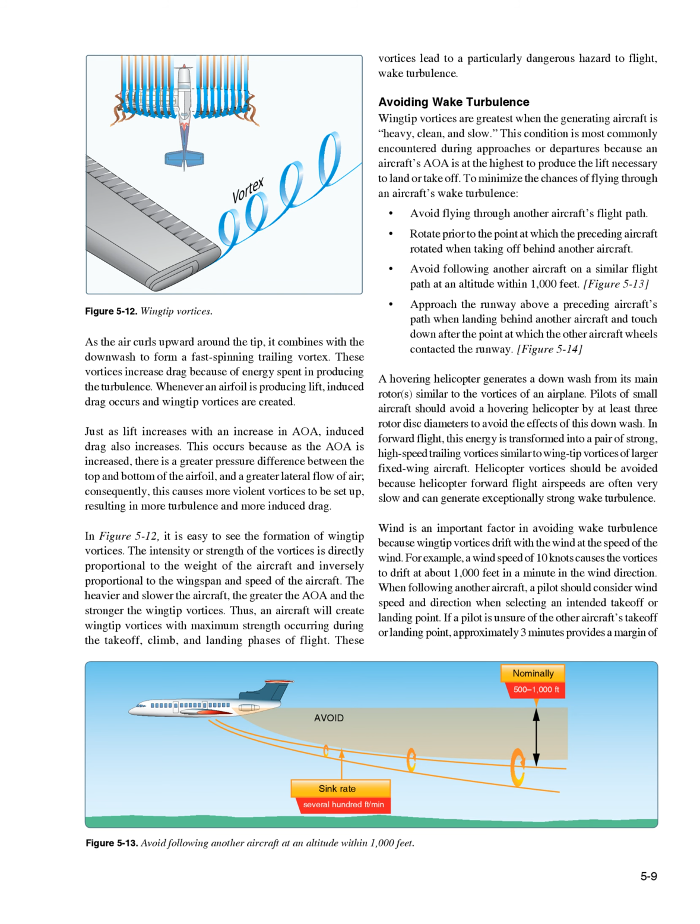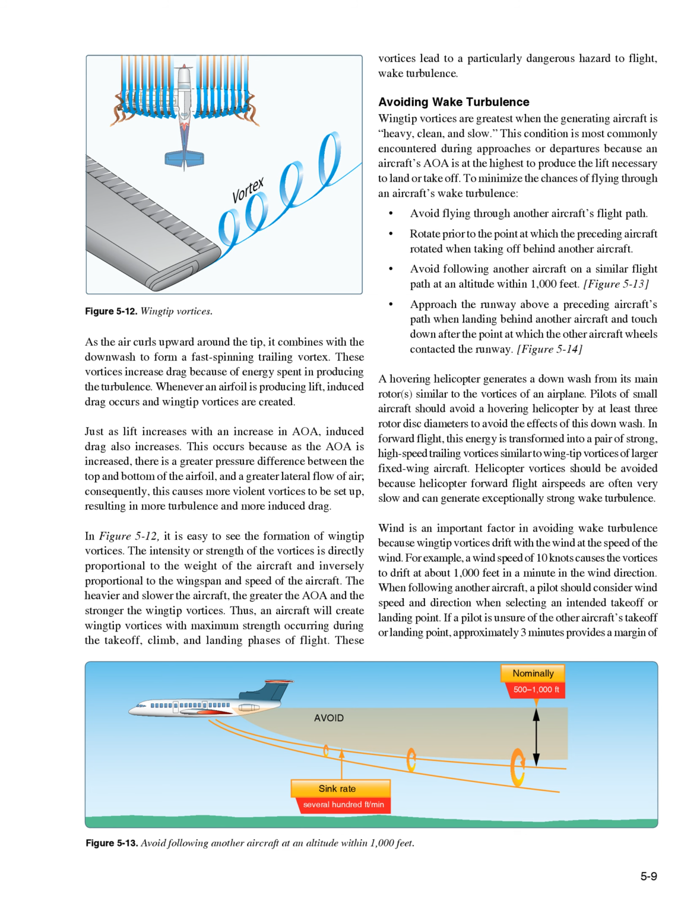Figure 5-13. Approach the runway above a preceding aircraft's path when landing behind another aircraft and touch down after the point at which the other aircraft's wheels contacted the runway. Figure 5-14. A hovering helicopter generates a downwash from its main rotors similar to the vortices of an airplane. Pilots of small aircraft should avoid a hovering helicopter by at least 3 rotor disc diameters to avoid the effects of this downwash. In forward flight, this energy is transformed into a pair of strong, high-speed trailing vortices similar to wingtip vortices of larger fixed-wing aircraft.